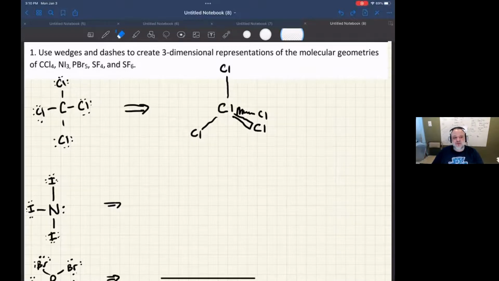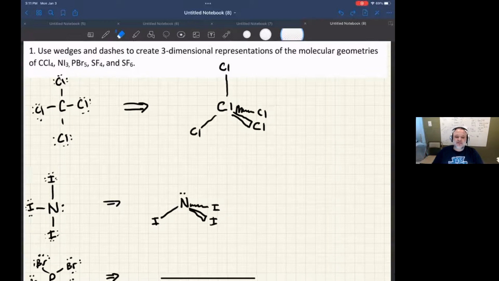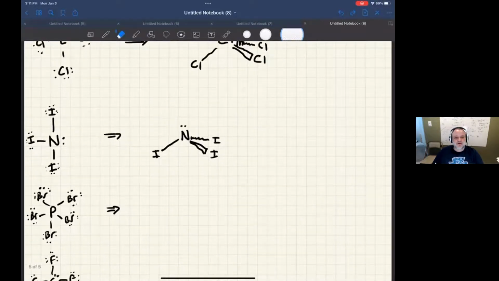Okay, so the next one is NI3. It's also got a tetrahedral electron geometry, but the molecular geometry is trigonal pyramidal. So it's going to look the same as the one before, but instead of having a bond that goes up, it's just going to be a lone pair. So this is the three-dimensional representation for that one.